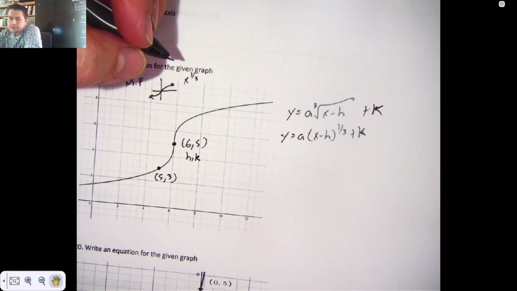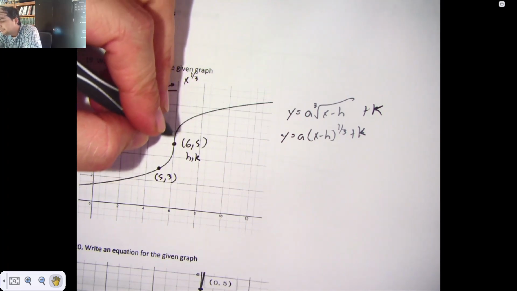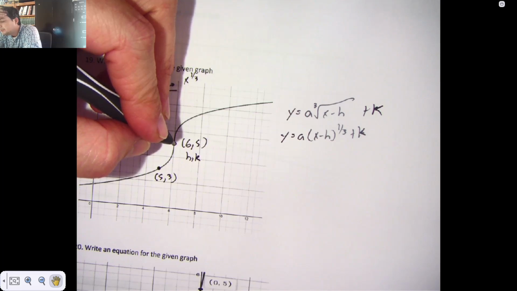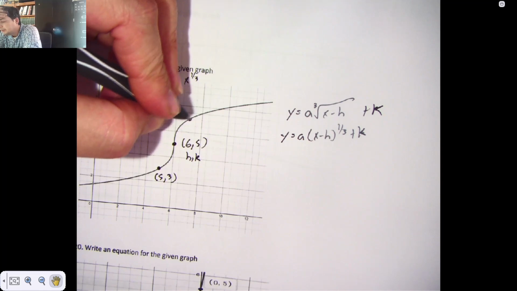I've done enough of these already that I actually know what a is without doing the math. Maybe you get there too. And let's see, there's another point, even though you don't need it, which should be at 7, 7. If I'm thinking right, and it is. It's there.